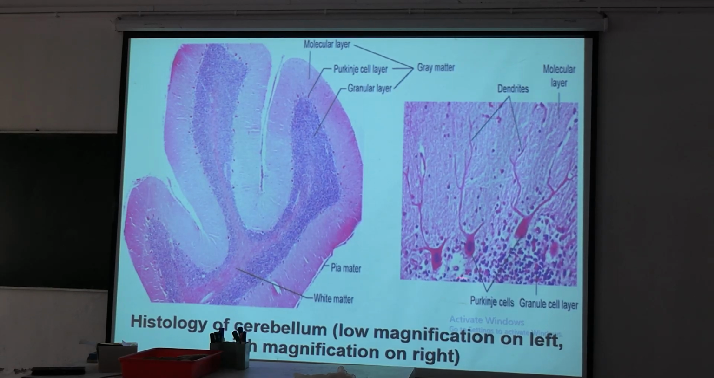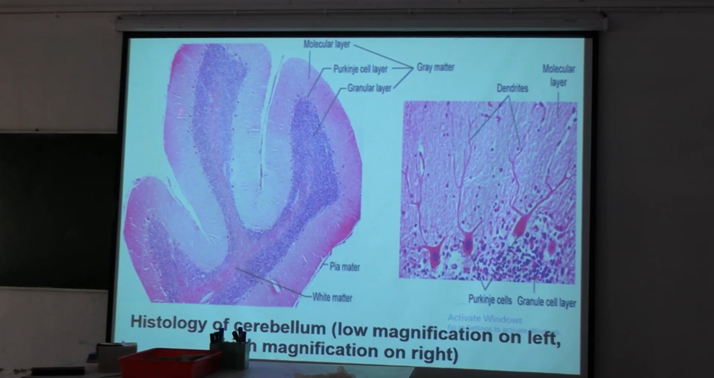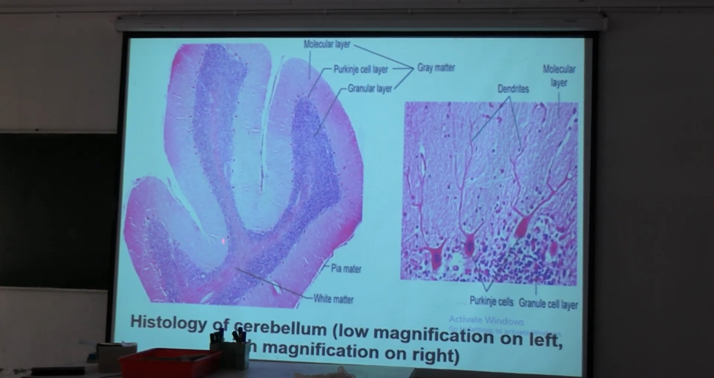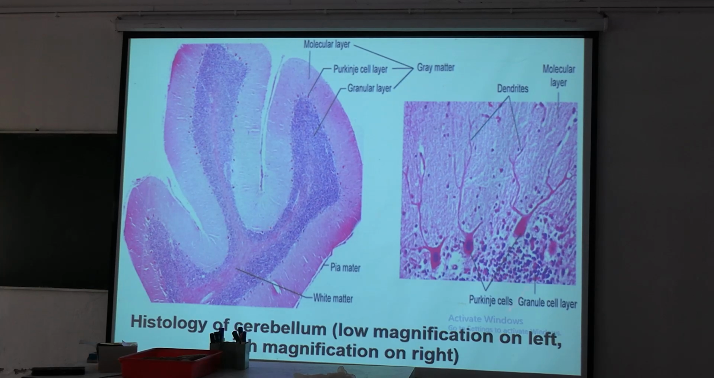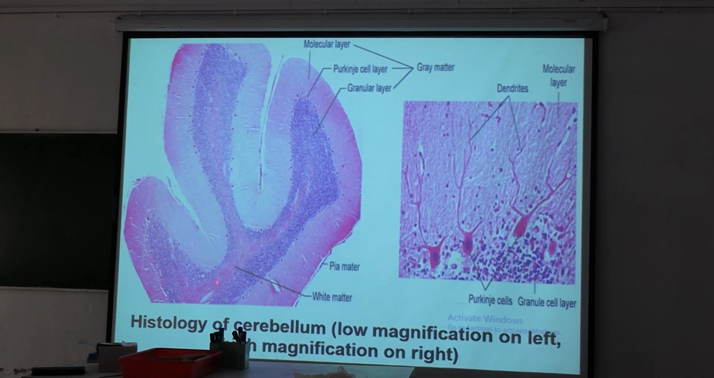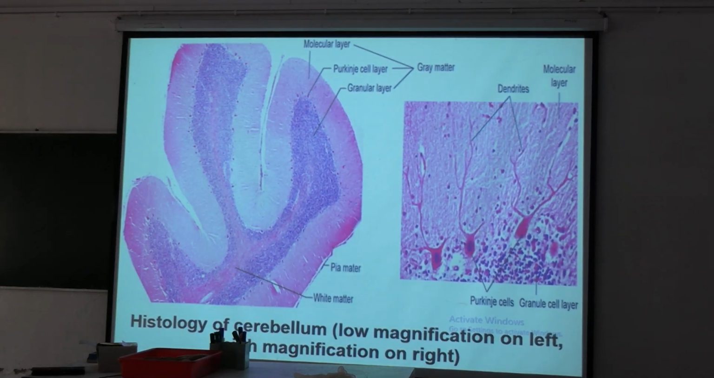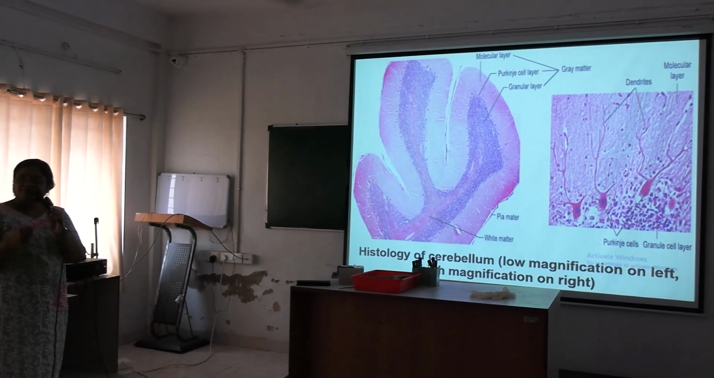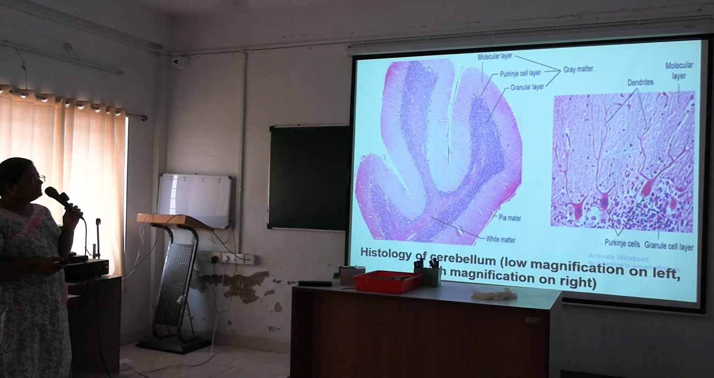This is the granular layer. Okay, so this deep staining area is the granular layer, the outer pink staining is the molecular layer, and in between, the single cell layer is the Purkinje cell layer. So these three layers together form the cortex of the cerebellum, and this inner pink portion contains the white fibers, white matter and the neuroglial cells. Okay, and this is an enlarged view.